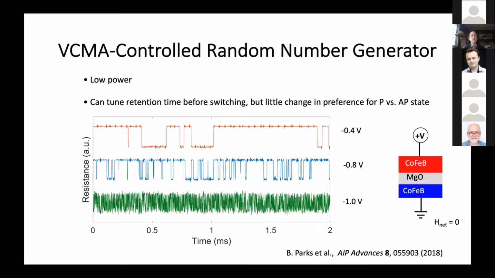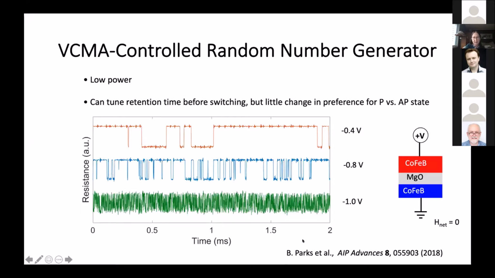So the first would be a voltage-controlled magnetic anisotropy random number generator. So here the advantage is very low power. And we can see that the resistance of our device is naturally flipping back and forth, and these little glitches here, that's just electronics, that's not the physics. But we see it switching back and forth at minus 0.4 volts, and when we go to minus 1 volt, it's switching back and forth much more rapidly. So if you want to tune the frequency, you could make a very fast random number generator.